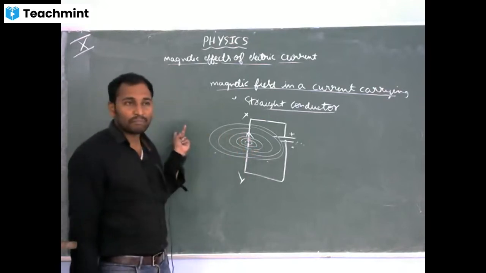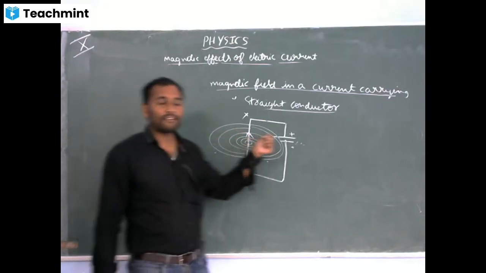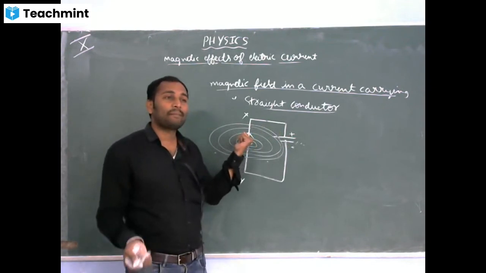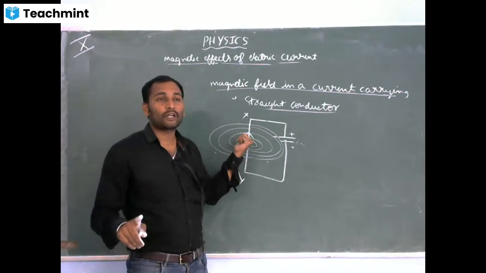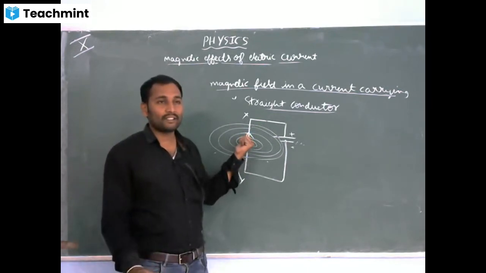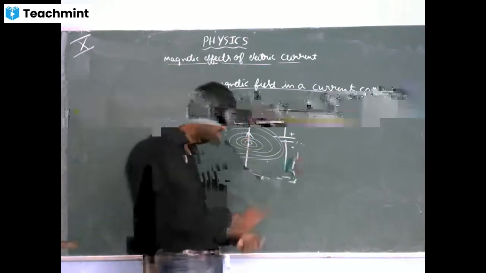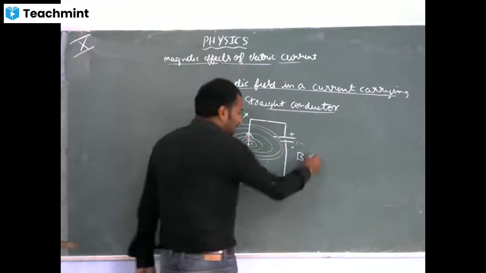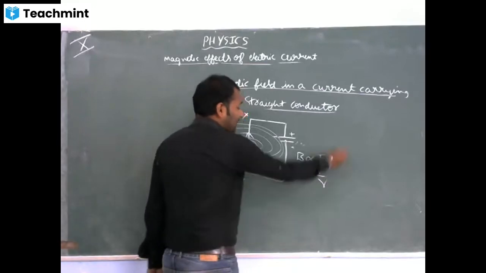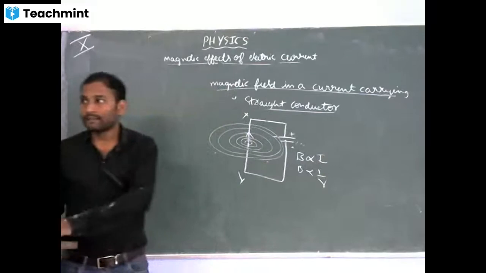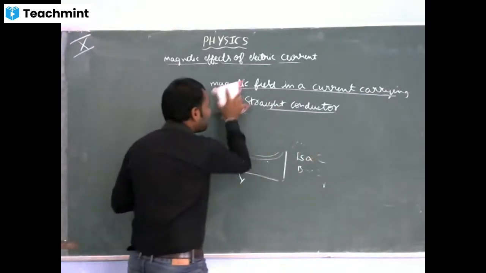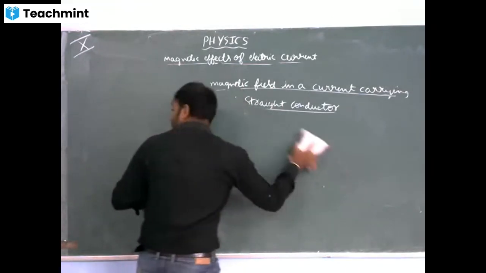If distance increases, magnetic field strength decreases. If current increases, magnetic field strength increases. That means the magnetic field is directly proportional to the electric current. If current is more, magnetic field is more. So let me take B as the symbol for magnetic field: B is directly proportional to I. Similarly, B is inversely proportional to R, the distance. Clear? Is it clear?